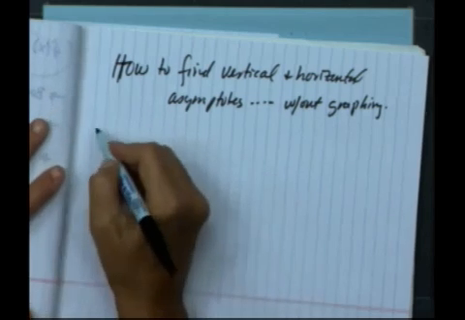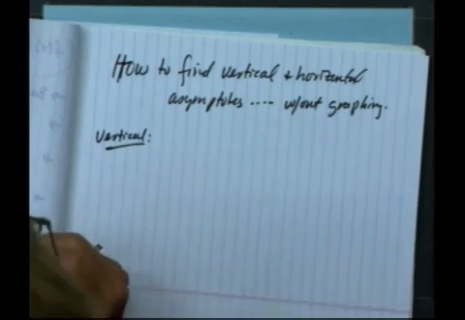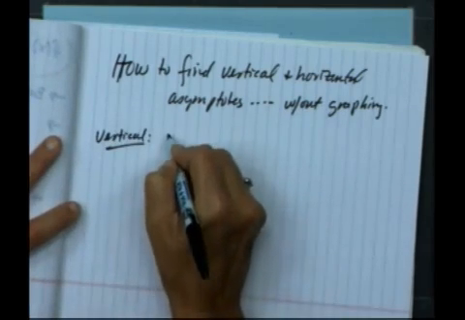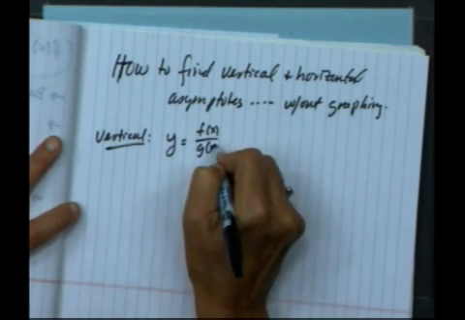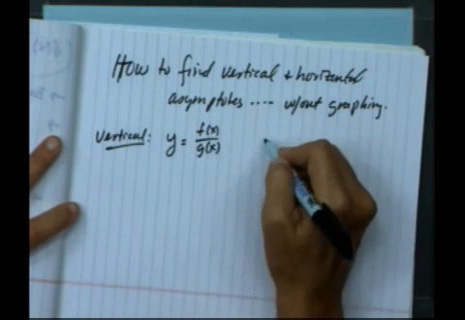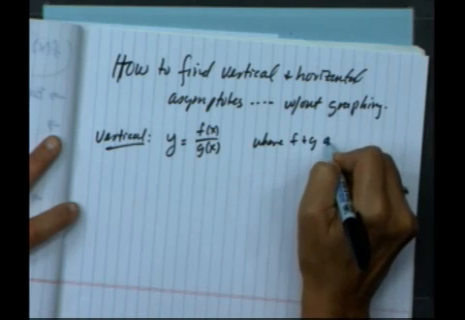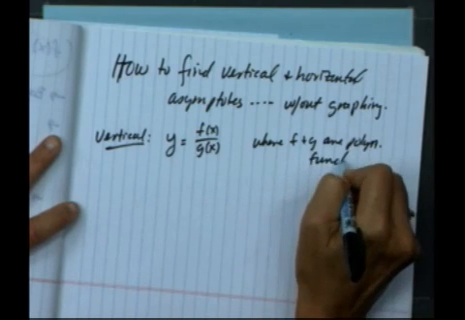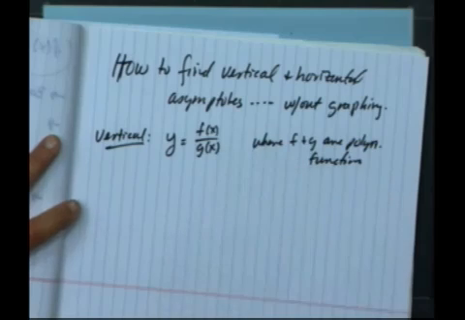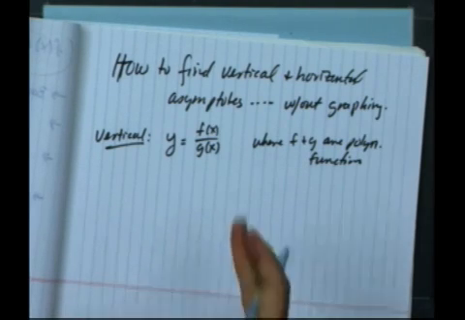So let's start with the vertical. I know I said that at the beginning of the tape, but let's get it in writing. We have y equals a rational function. I'm going to just write f of x over g of x. Of course, f and g are polynomial functions. So how do we find the vertical asymptote? Who remembers what we said at the beginning of class for vertical asymptotes?